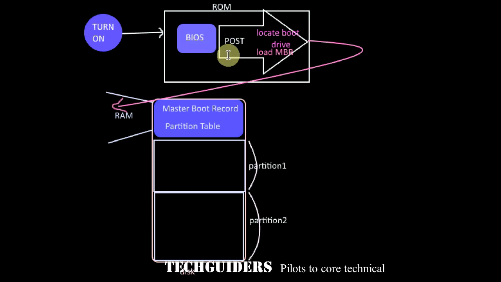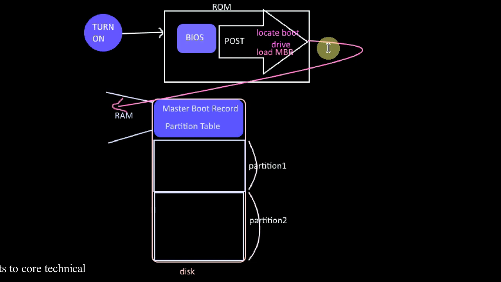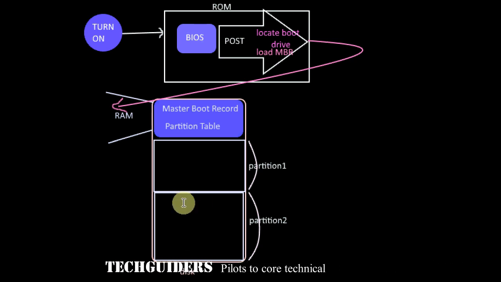Thus, BIOS first performs POST, then locates the boot drive and loads the master boot record from that boot drive to the main memory, and the control is passed to it. The code which is present in the MBR executes with the help of the information provided in the partition table to locate the active partition from where the operating system can be booted.